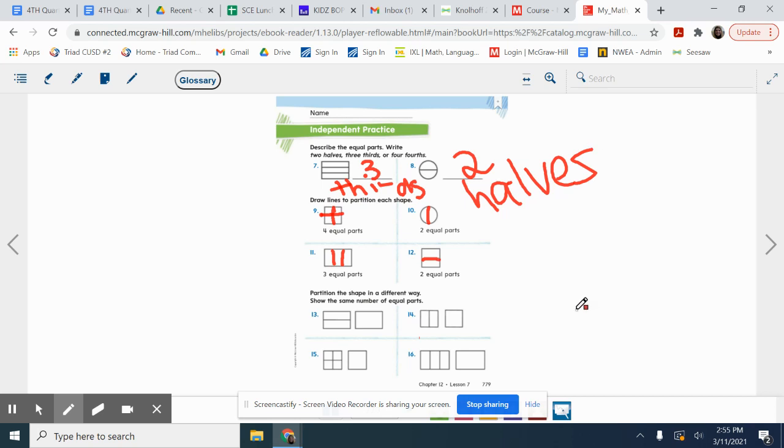Now, number 13, 14, 15, and 16, they want you to partition the shape in a different way. So show the same number of equal parts. So number 13 is partitioned in half, but I have to show a different way that I can do that. So instead of drawing my line horizontally, I'm going to draw my line vertically, which is up and down. Number 14, they have a vertical line to divide it in half. I'm going to draw my line horizontally going across.